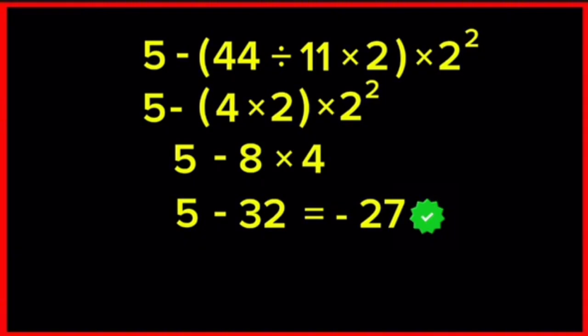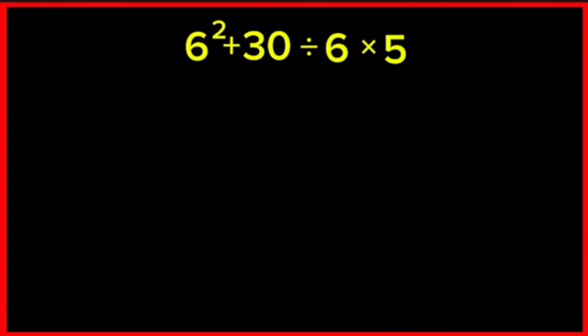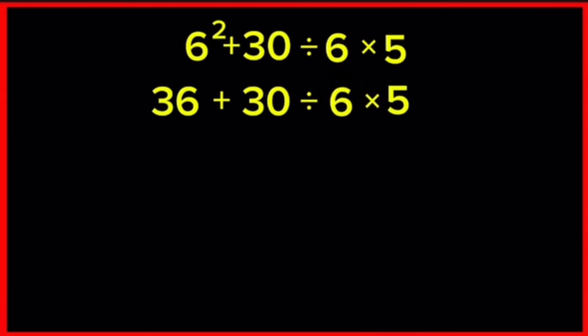All right, now let us solve another mathematical expression together. What is the value of 6 squared plus 30 divided by 6 multiplied by 5? Many people start solving this expression by correctly evaluating the exponent first. So they rewrite the equation as 36 plus 30 divided by 6 multiplied by 5. However, in the next step, they make a mistake by adding 36 and 30 together before dealing with the division and multiplication.